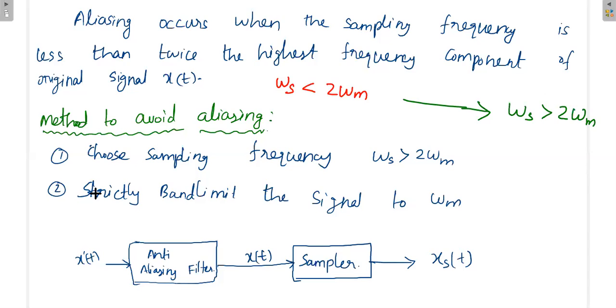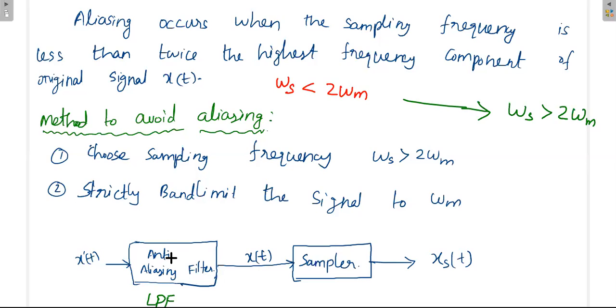So what we have to do further, to fix omega m, we have to strictly band limit the signal to omega m. That means before passing to the sampler, we have to pass the signal through a low pass filter with a cutoff frequency fm, some maximum frequency. So to strictly band limit the signal to omega m, we'll be using a low pass filter.